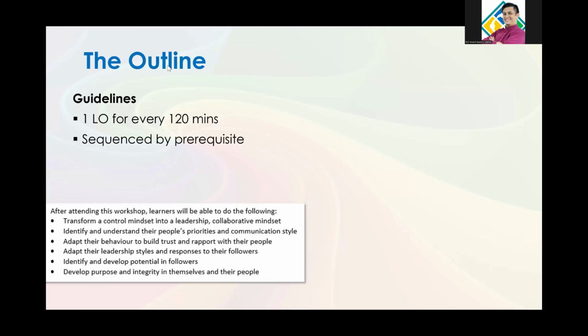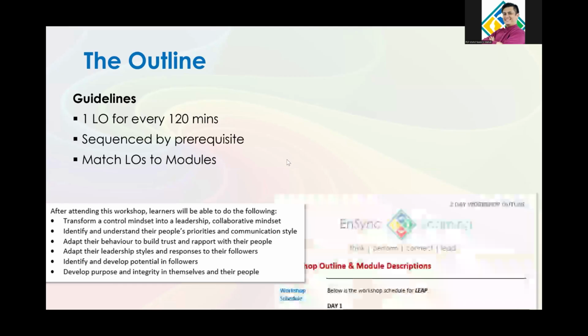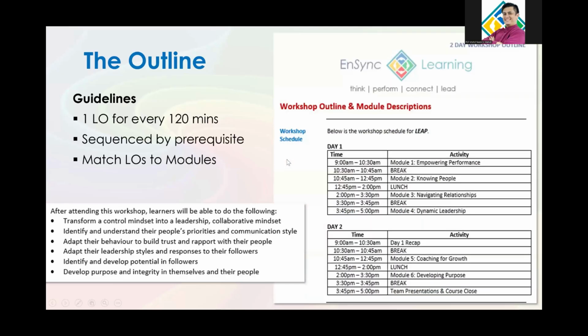So it makes it easy for the client to read. It makes it easy for the participants to read. It makes sense that the learning objectives are also the content. So when we sequence it by prerequisite, we're essentially already sequencing the content from 9 a.m. to 5 p.m. Okay. So then what do? The next step is to match the learning objectives to the modules themselves. So here is my outline for LEAP.